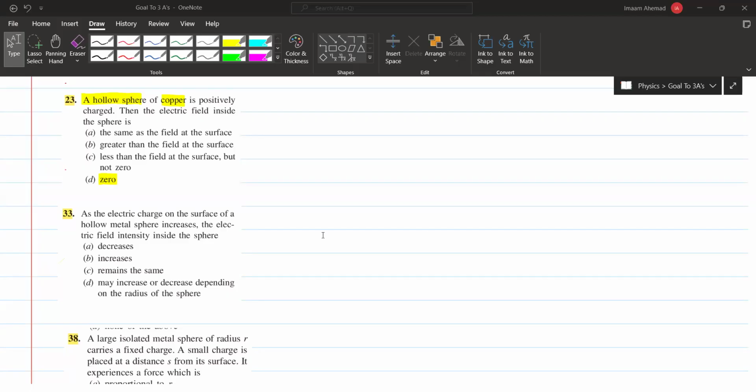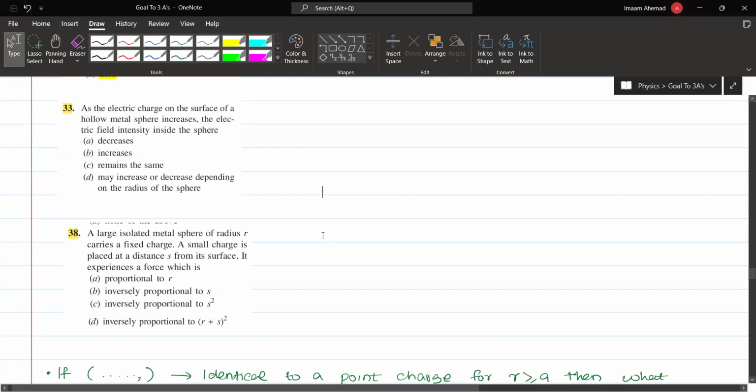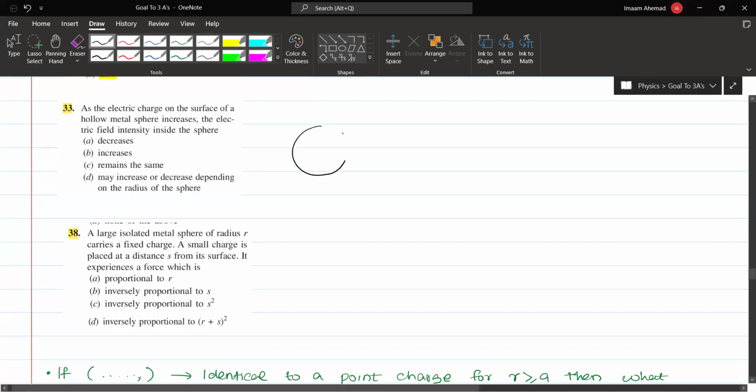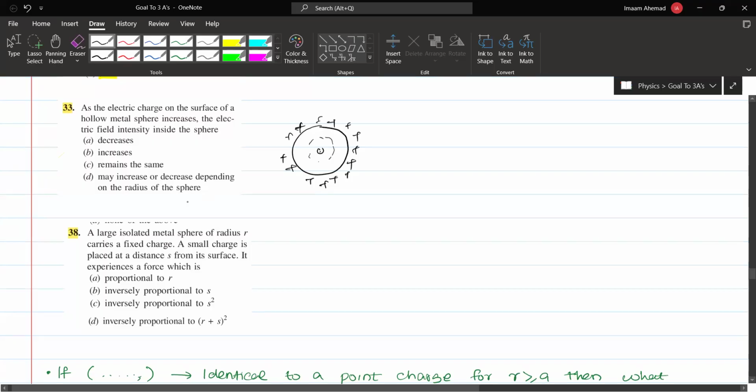So question number 33: the surface of the hollow metal sphere increases. Once again, it doesn't matter, right? Even if we increase the charge on the surface, it doesn't matter. Inside, there's no charge at all. Even if I increase it, there's no charge at the center. Therefore, it will be 0. Try 38.